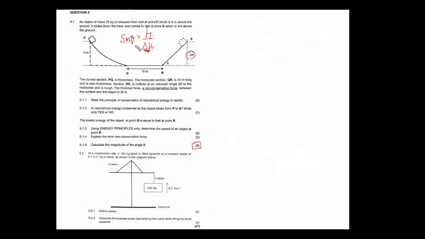So what is the mission right now? The mission is to calculate delta x, so that when we find delta x, we can then use this formula right here to simply calculate the what? The theta, right? So understand the question.